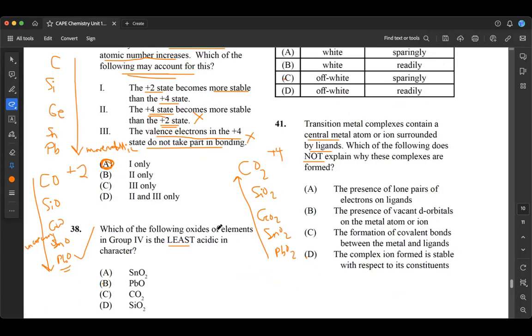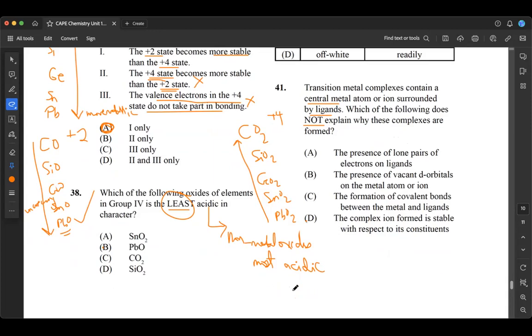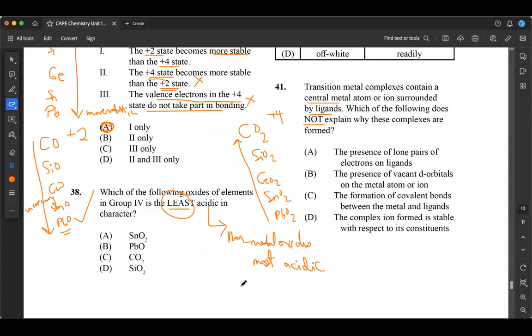38 says, which of the following oxides of elements in group 4 is the least acidic in character? Okay, least acidic. So in terms of acidity, the non-metal oxides are the most acidic, right? So let's just remember that at all times, that non-metallic oxides are going to be the most acidic of the group. And then the metal oxides are more basic oxides, right? So metal oxides are more basic oxides. That's their character. They're basic in nature, right?